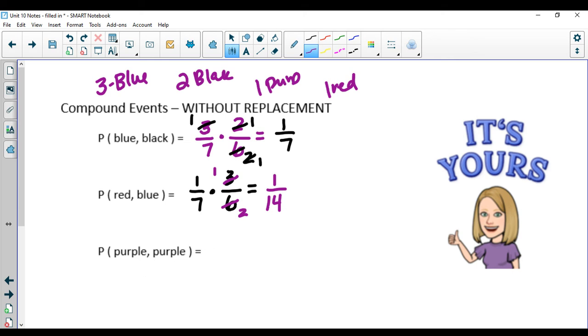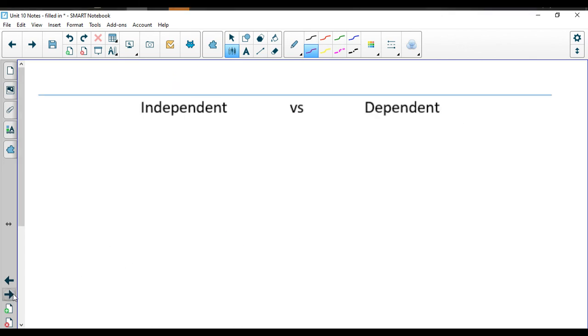On my last pick, I'm trying to get a purple and then a purple. So when I go to my suitcase, I have 1 purple shirt out of 7 shirts in my suitcase. I wear the purple shirt, so I'm down to only 6 shirts in my suitcase. And I go back in for another purple shirt. But guess what? I only packed 1. So since I already took that 1 out, I have 0 purple shirts to pick from. Anytime I multiply by 0, my probability is 0. So it's not possible for me to select 2 different purple shirts here.